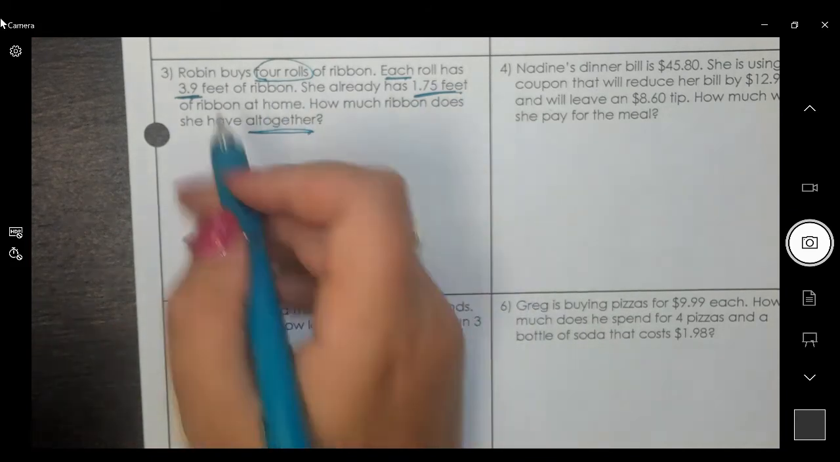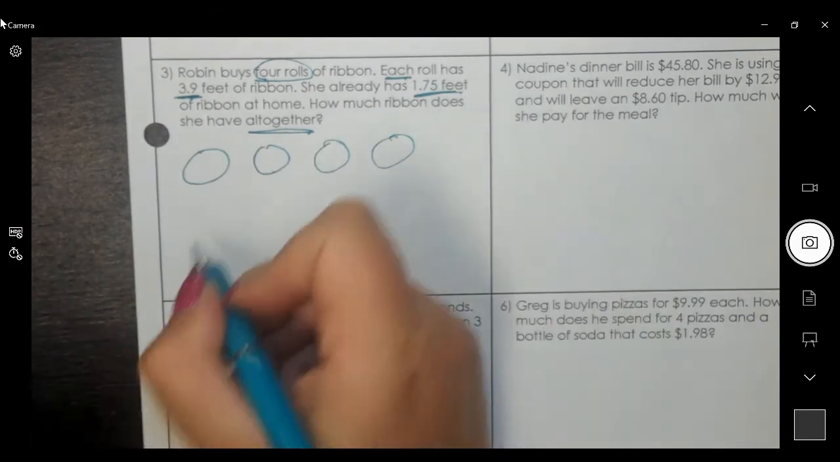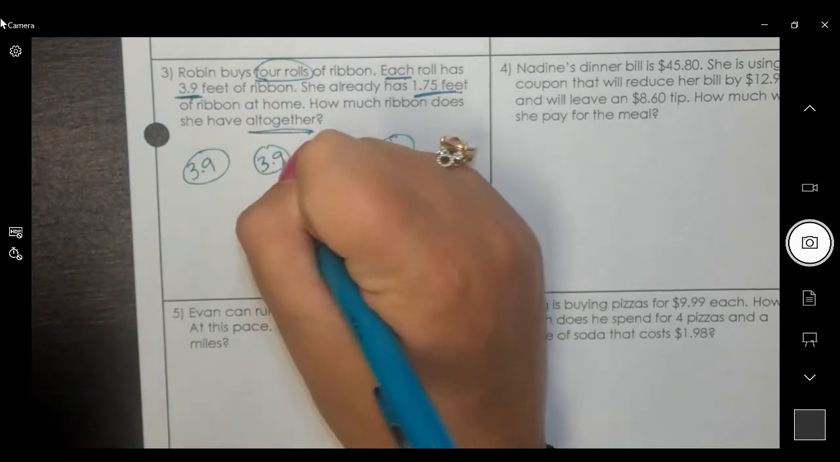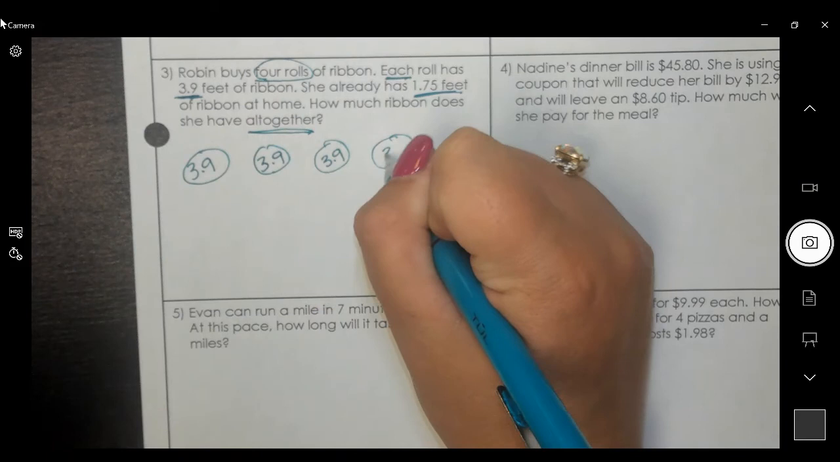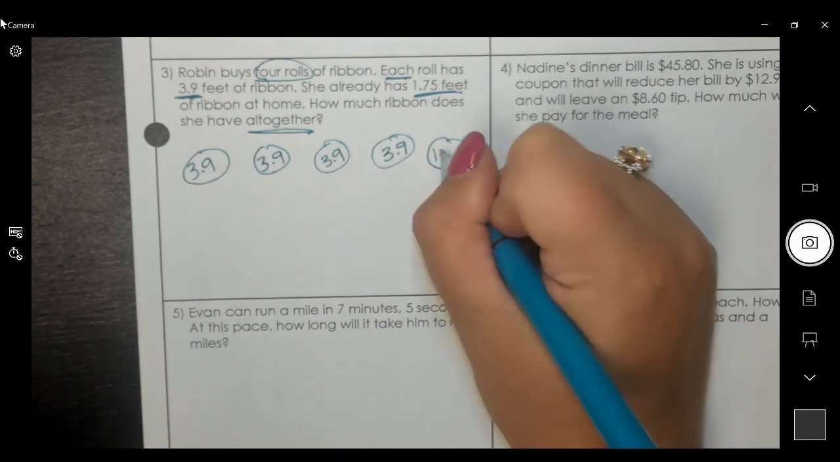So she's got 4 rolls of ribbon. 1, 2, 3, 4 rolls of ribbon, and each one of those is 3.9. But she also has a smaller roll at home that's 1.75.